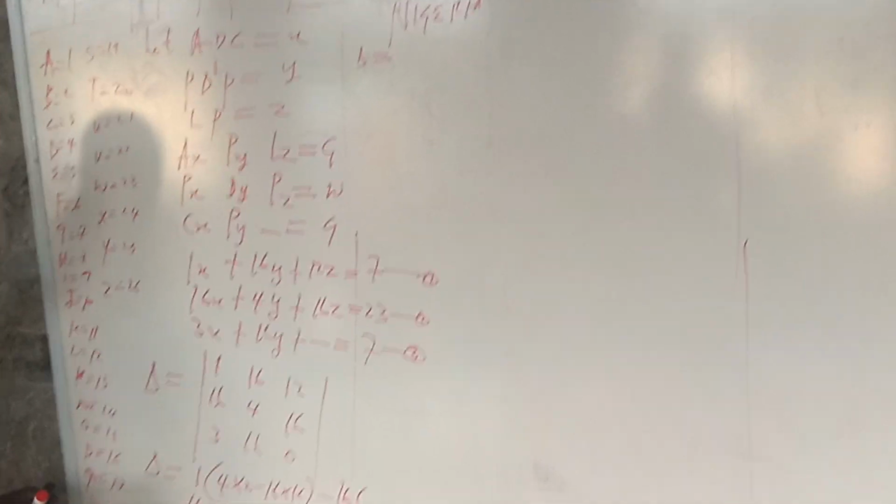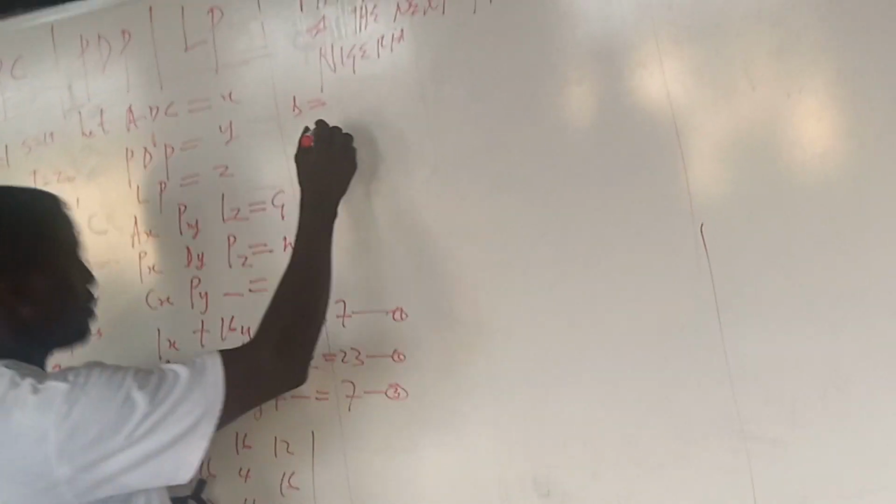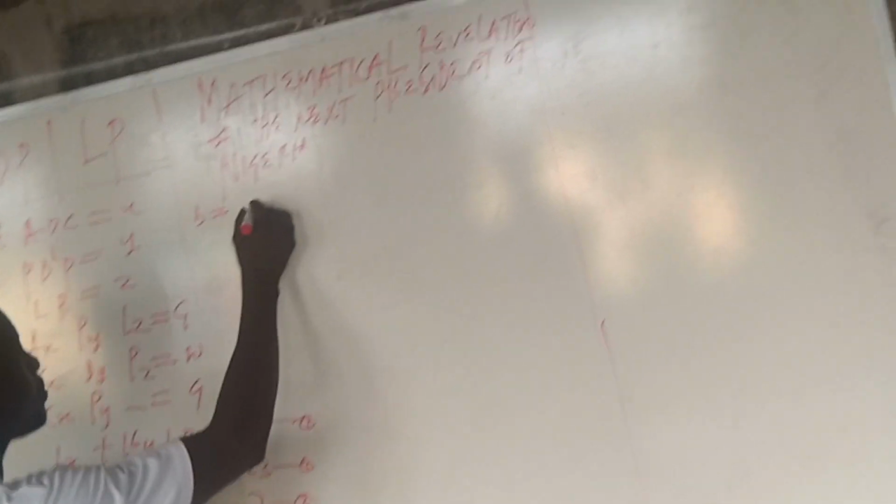The first 16 times 16 will produce what? Please, we're working with times. 16 times 16, let your hand be on deck. 16 times 16 will give us what? 256. That is 256, that minus what?